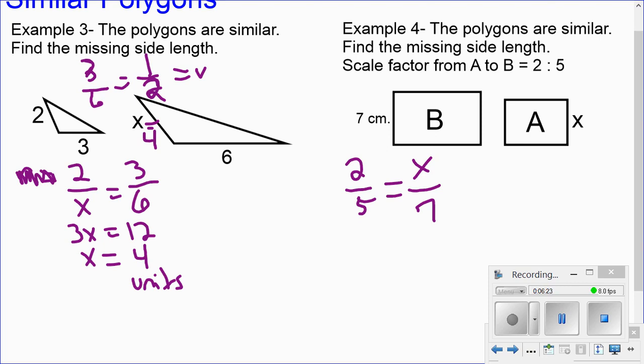2 times 7 is 14, and 5 times x is 5x, so 5x is equal to 14, which means x is equal to 14 divided by 5, which is 2 4/5. And these are centimeters. 2 4/5. Okay, so that is the missing side length.